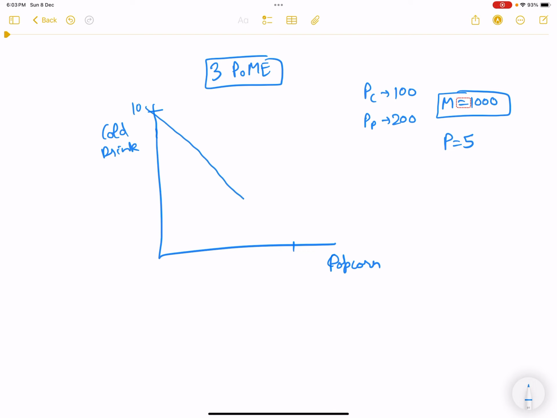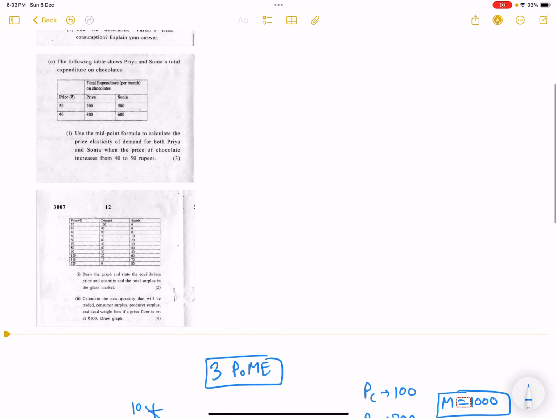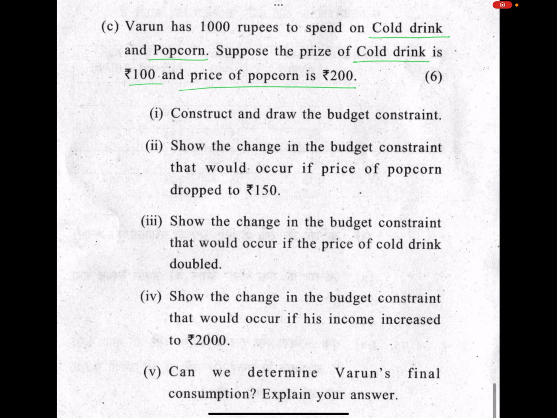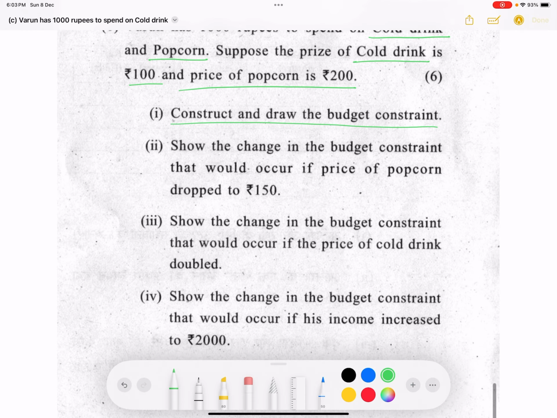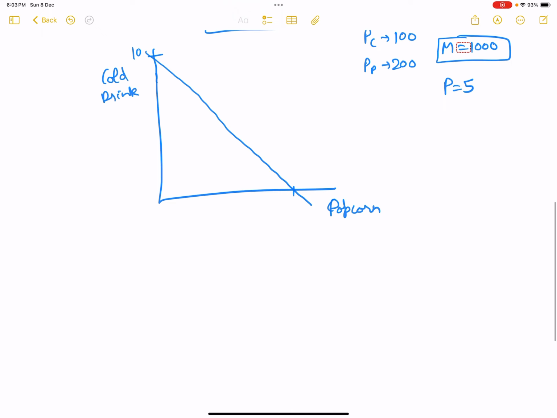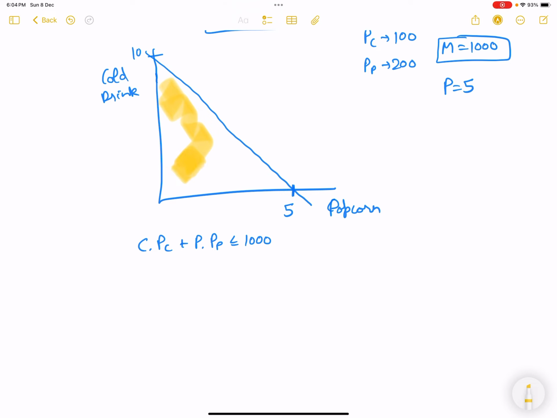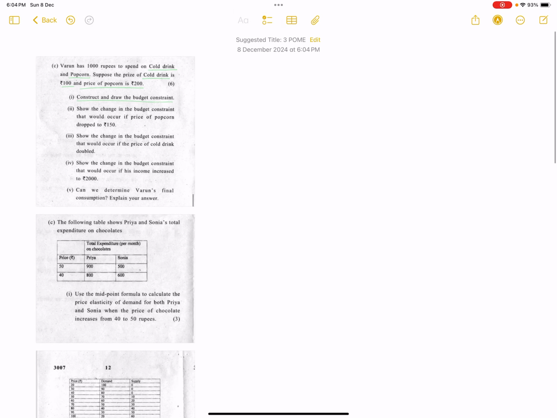So this would be the budget line, and in this question we are supposed to construct and draw the budget constraint. So the equation of budget constraint is cold drink into price of cold drink plus popcorn into price of popcorn should be less than equals to 1000. So this intercept is 5. So this shaded area would be the budget constraint, including the budget line, when he is able to spend all his income. Okay, now moving on to the second part of the question.